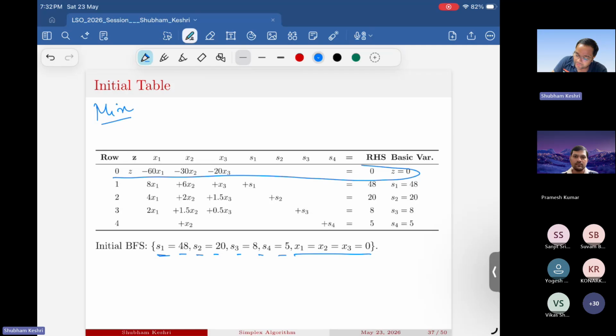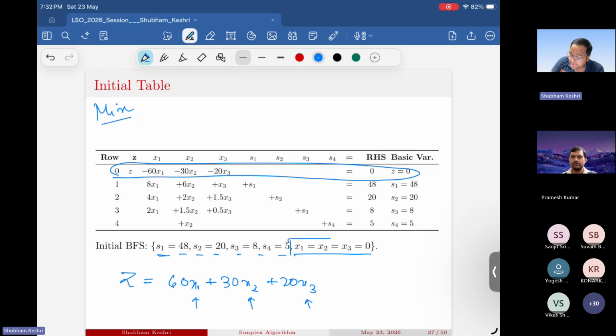Now we'll come to the objective function. We have Z is equal to 60x1 plus 30x2 plus 20x3. You see, this is a minimization problem. If you change the values of x1, x2, x3, which are currently 0, the objective function value will increase, but you want to minimize. So this is the minimum possible value of the objective function. Therefore, this is the optimal table of simplex. The initial table becomes the optimal table, and this is your solution. The optimality test will tell you whether you will have to move to the next table or not.